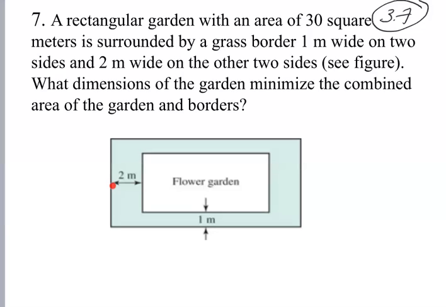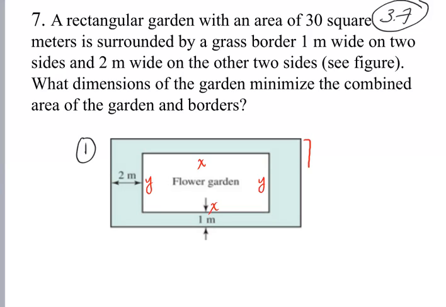First step I might do is maybe assign some variables to this particular figure. Okay, so I'm asked to figure out what are the dimensions of the garden, so that inside part. So maybe I will call this side X. I'll call this side Y, which means this side is X and this side is Y.